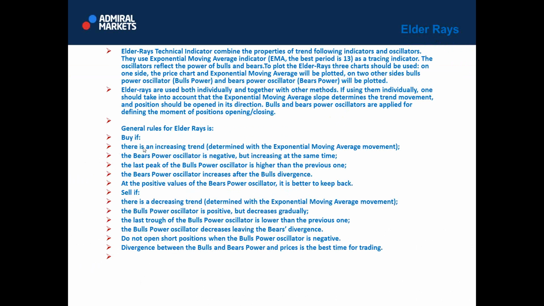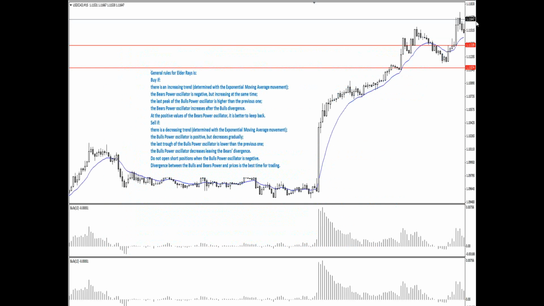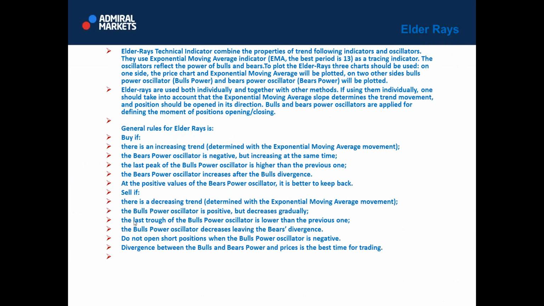Those are general rules for Elder Rays. Buy if there is an increasing trend determined with the exponential moving average movement, the Bear's Power oscillator is negative but increasing at the same time, the last peak of the Bull's Power oscillator is higher than the previous one, and the Bear's Power oscillator increases after the bull's divergence. You will print screen later so you can test this indicator. It can be good, and it is good.